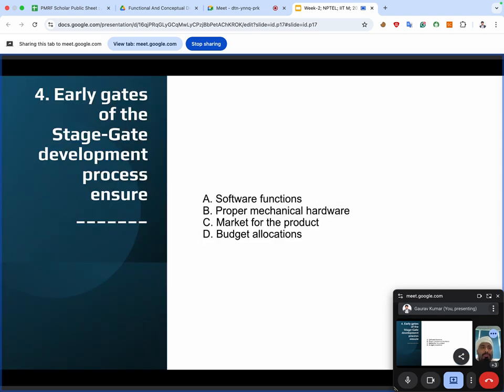Question number 4. Please answer. The question is, early gates of the stage gate development process ensure what? What is the right answer? Software functions, proper mechanical hardware, market for the product, or budget allocations. What will be the right answer?